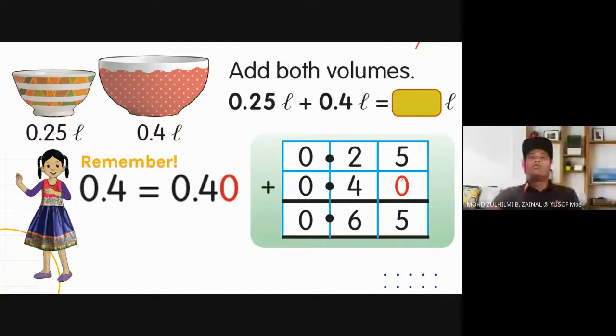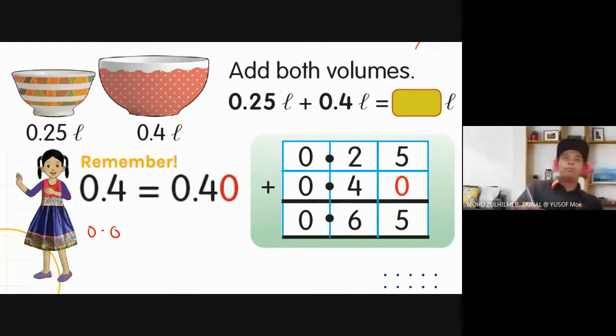Sama je, tak ada beza pun. Jangan pening pula 4 cikgu, 4 je. No, 4 means 40. 0.04 is 4. 0.4 is 0.40.